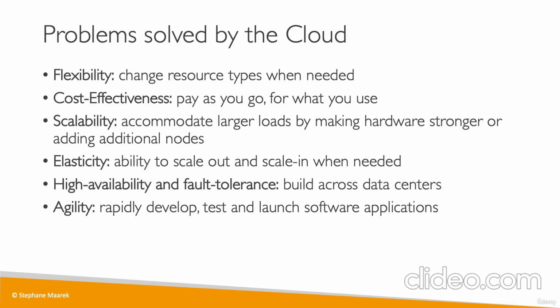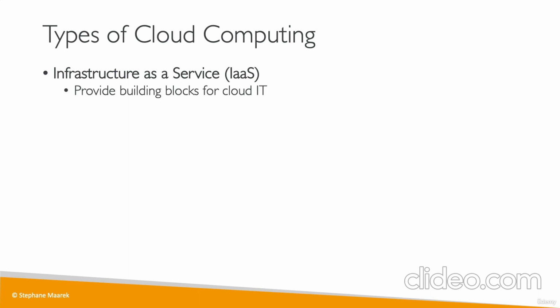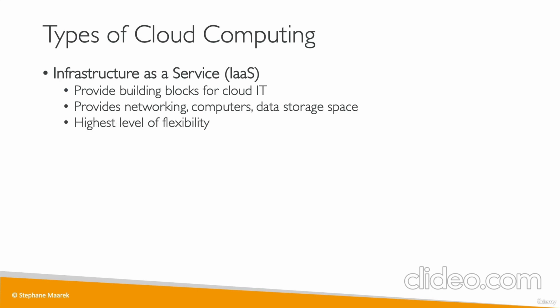Now in the next lecture, we're going to view one step further what are the different types of cloud computing. As we will see in this course, there are different types of cloud computing, and it is important for us to be able to recognize them. The first one is called Infrastructure as a Service, or IaaS. This is to provide the building blocks for cloud IT. With this IaaS, we're going to provide networking, computers, and data storage space in its raw form. And using these building blocks, these building Legos, we're going to be given a very high level of flexibility, and we can easily understand how we can migrate from traditional on-premises IT to the cloud. That is the first service we'll see in this course, which is going to be EC2.